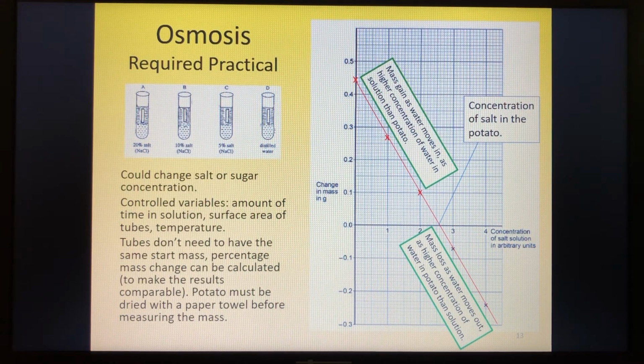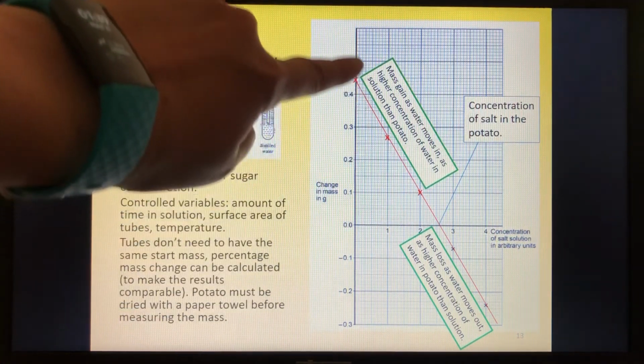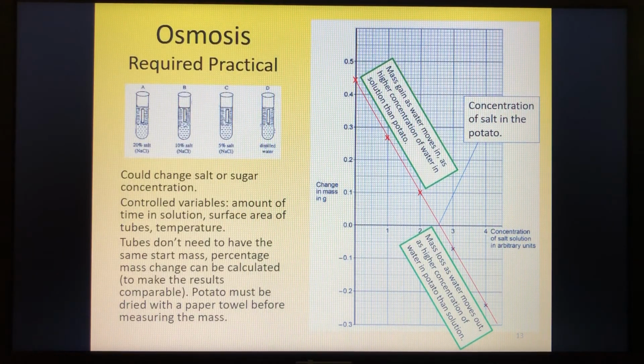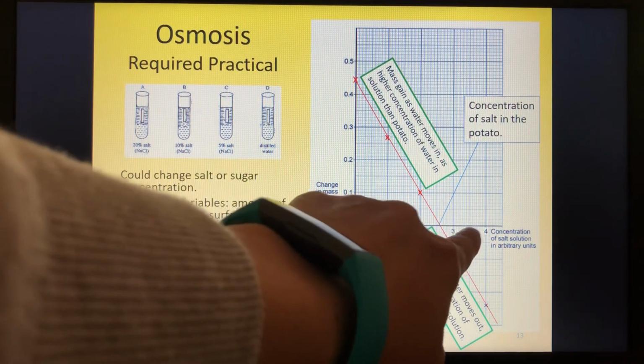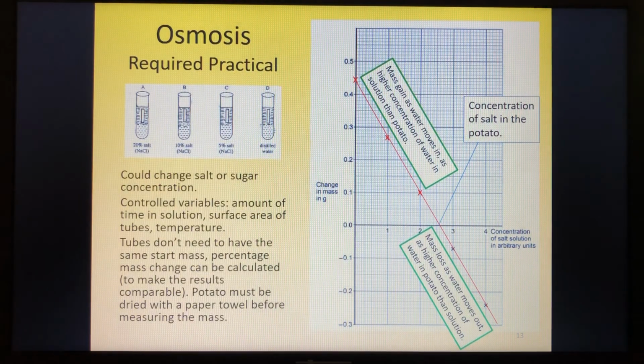And then we dry that potato on the paper towel to remove any excess water so it doesn't affect the results. Now, some of them here have gained mass. That means that the water moved into the potatoes because the concentration of water was higher in the solution than the potato. Here we've got ones that lost mass. This is because the concentration of water was higher in the potato than the solution. And by doing that line of best fit, where it crosses the x-axis, it tells us the concentration of salt in the potato. So this one tells us that the concentration of salt in that potato is 2.6 because that's where it crosses the x-axis.